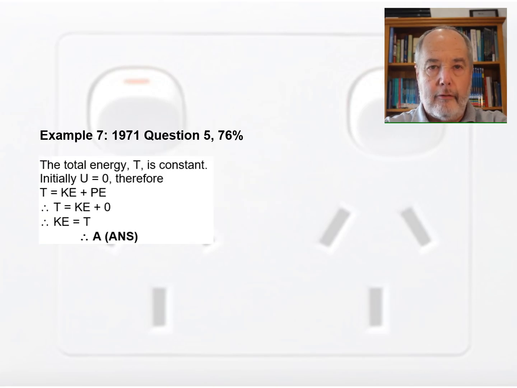The total energy remains constant. At launch, the gravitational potential energy is 0, so the kinetic energy is the total energy. Therefore, the kinetic energy must be T. The answer is A.